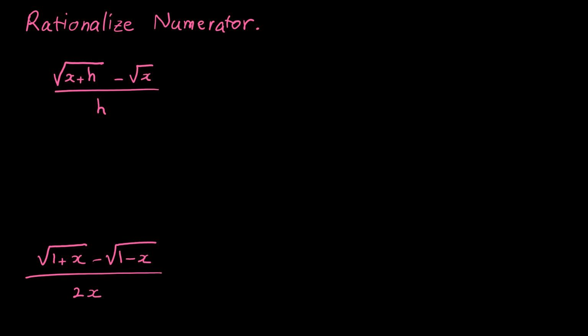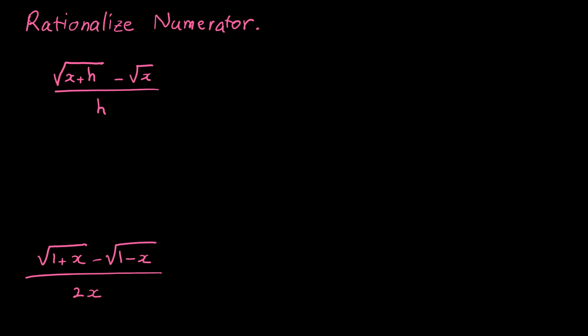Now look at this example. Rationalize numerator. It happens that we need, in an expression, to rationalize the numerator, which means eliminating the radical in the numerator. Especially we need this technique in calculus, when we try to find the derivative of functions or finding limits of functions. So it happens that we want to rationalize the numerator.